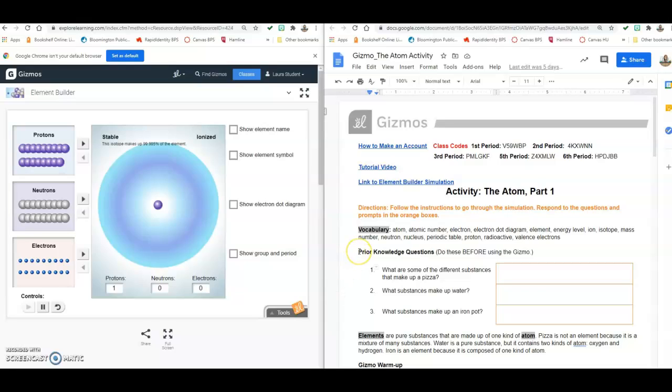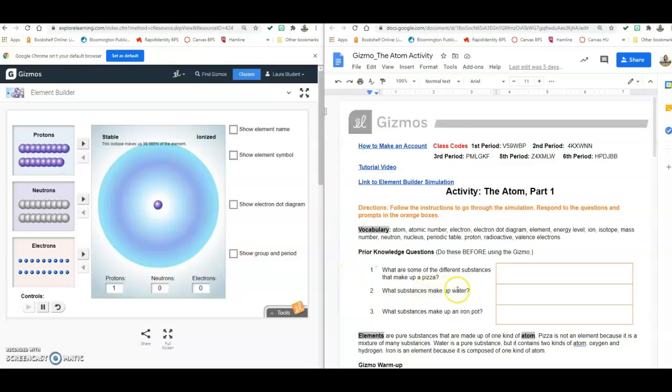All right, the first part of this assignment is prior knowledge. So you're not using the Gizmo for this one, you're using what you've already learned in the past. Number one, what are some of the different substances that make up pizza? What parts does a pizza have? Type in all the different parts or ingredients that you can think of in this box.